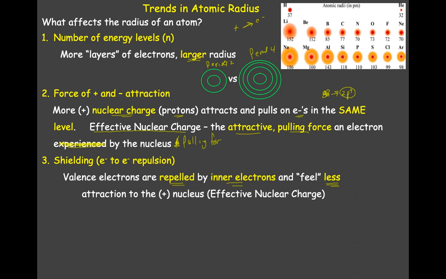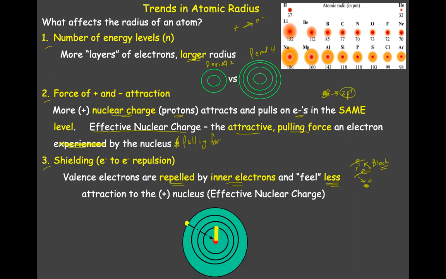So if you had, let's just say, a proton here, a nucleus, and you had an electron here, an electron here, this electron is going to be blocking that electron. It's going to be pushing it away. So it's going to block the electron here, even though this electron is still attracted to the nucleus. So the more electrons you have in between other electrons, the more you're going to get this repulsive force. So 1, 2, and 3 together really set the radius of an atom.